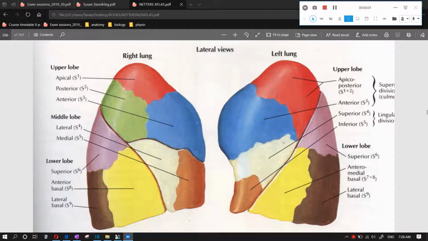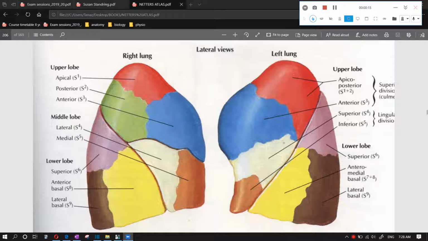Alright, so if you look at the left lung, you can see that unlike the right lung, the left lung is divided into two lobes. The first lobe is known as the upper lobe and then the lower lobe. So it's pretty self-evident if you look at it. There is the crown of the left lung known as the apical region, and then we have the mid region, and then we have the lowermost region.